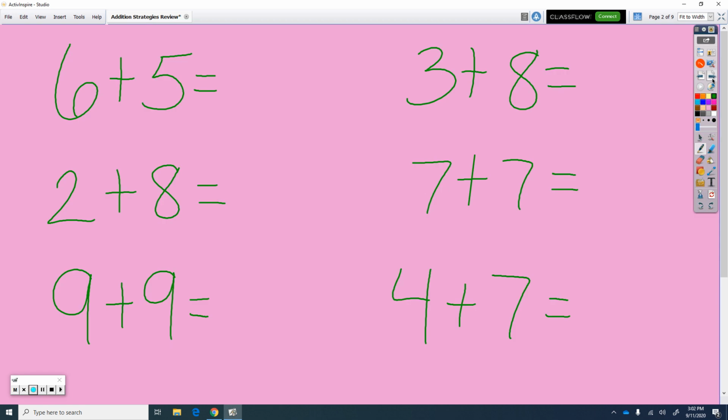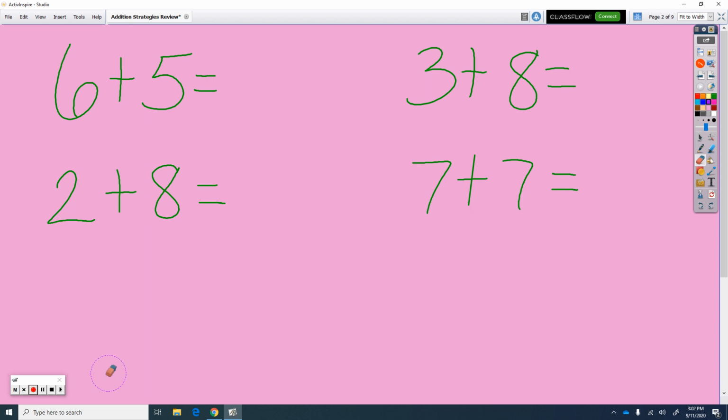So I have, and I'm actually going to get rid of 2 of these. There we go. I've got some addition problems right here on the board. And we are going to go back over those 2 different strategies I taught you on how to add. Remember, one of them was the count it up strategy, and the other one was the make a 10 strategy.